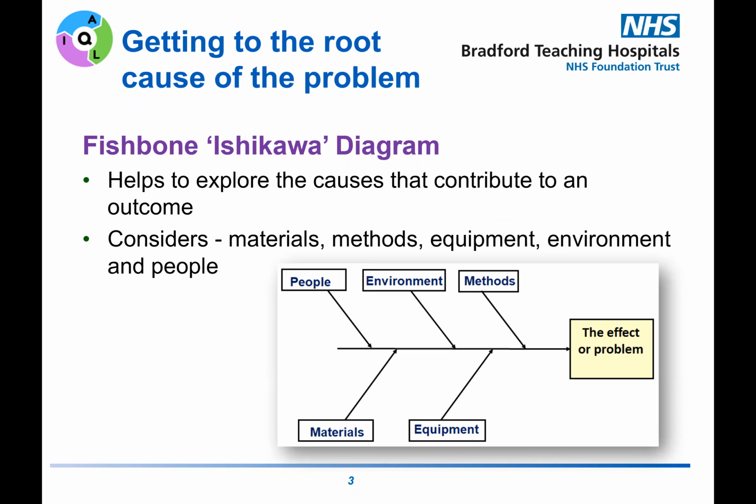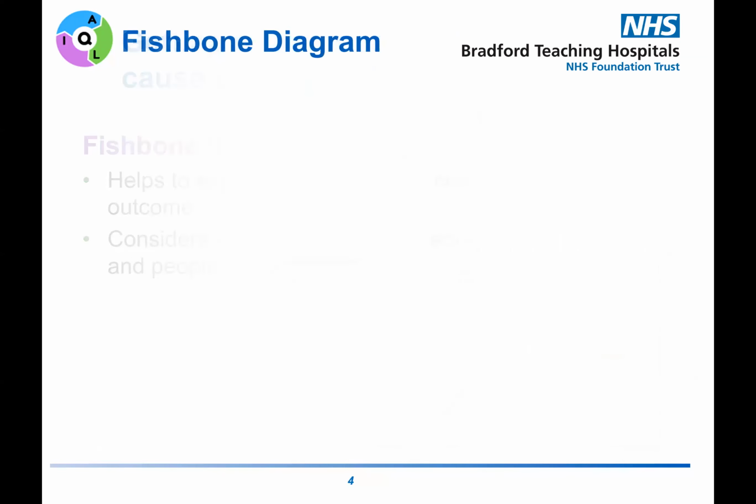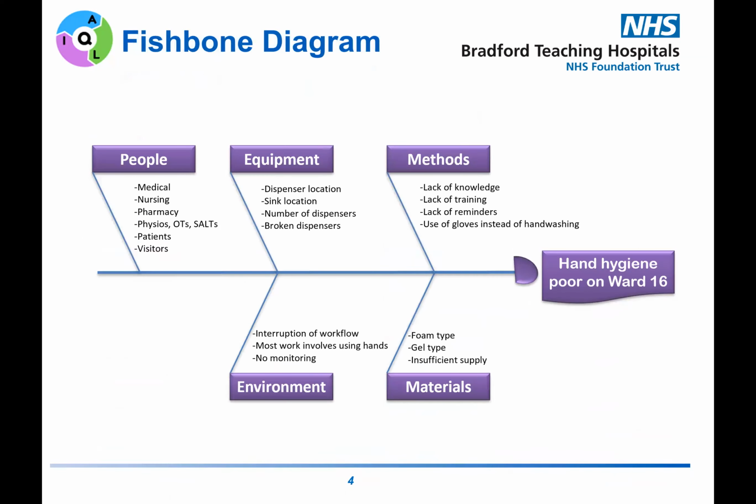Let's look at developing an example for poor hand hygiene. We have been using a made-up hand hygiene problem on a fictional Ward 16 as a theme throughout our Quality Bites. I must stress this is not Ward 16 at BRI. We start by writing the problem in a box and drawing an arrow pointing towards it. It's important to engage the team to agree the problem statement.